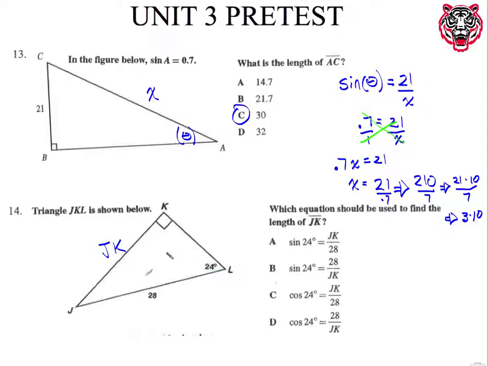Well, I go opposite of the angle, so this is my opposite, and this is the hypotenuse. So what trig function uses opposite and hypotenuse? And it is sine. So it can't be cosine. So sine of 24, and it's going to be opposite over hypotenuse. This one is opposite over hypotenuse. Write whatever notes you'd like for this problem, especially if you missed it. All right. Number 14 is good. Let's go to number 15.